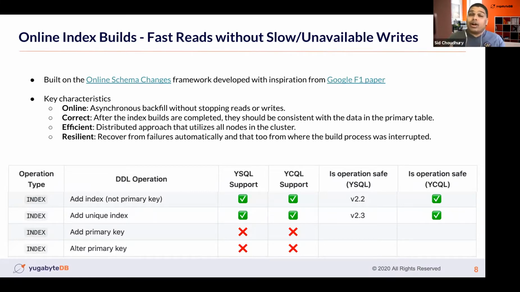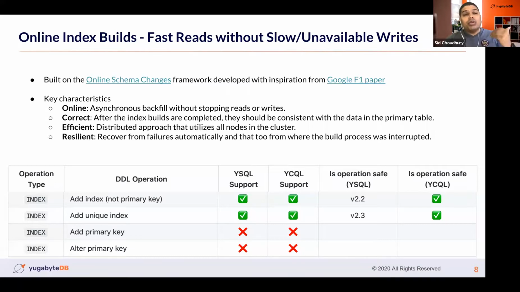So this is a complicated problem. Google solved it and published a design through its F1 paper. It's a very landmark paper. But as a team, what we have been doing is building an overall online schema changes framework. An index build is actually a schema change as far as the database is concerned. So we're building a full-fledged online schema change framework using that F1 paper as an inspiration, similar to how sharding, replication, and transactions are inspired by the Spanner paper.